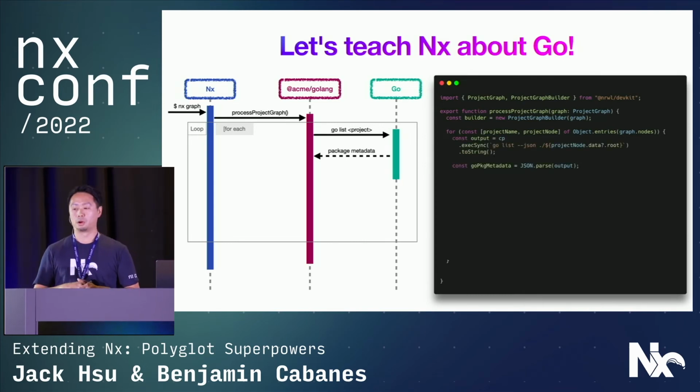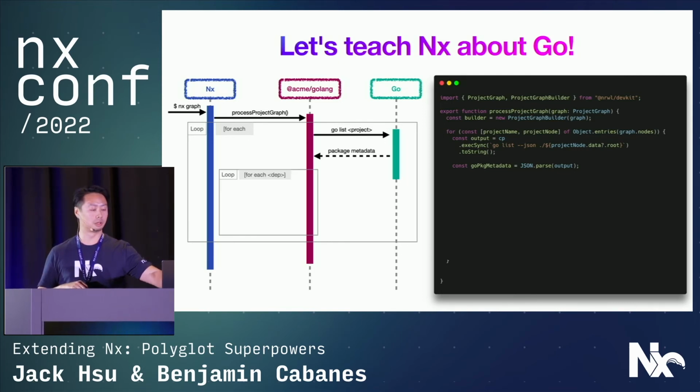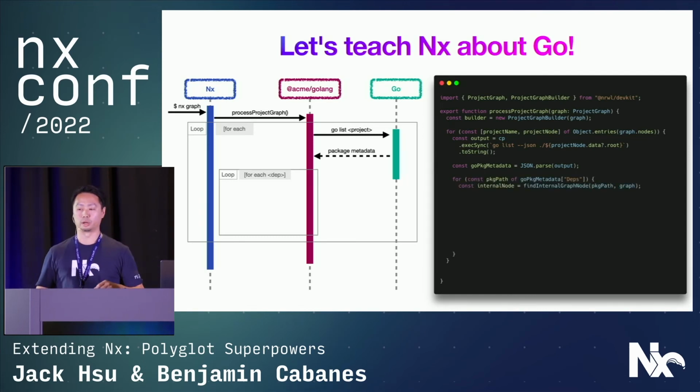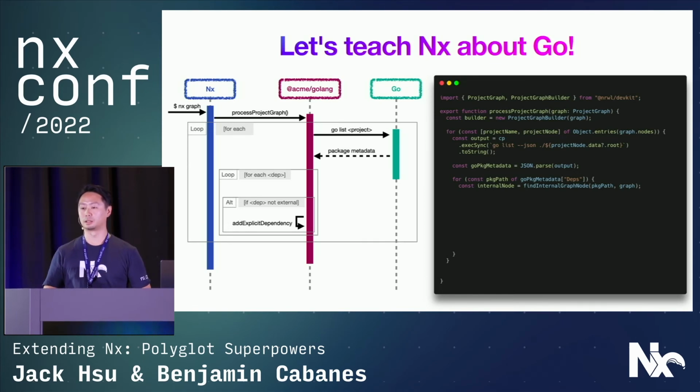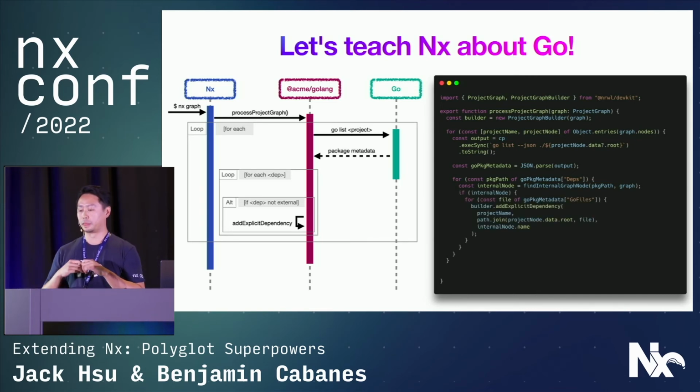So now, once we have that, the part we care about is the list of dependencies that are detected by Go. So for each of the dependencies, we're going to loop through, and then we're going to check whether this dependency is internal or not. And what I mean by that is you can import either something that's within the workspace, or internal, or you might be importing something external. So if it is internal, then we're going to call this method called add explicit dependency on the builder. So you'll notice here, I'm passing in the file that's being detected. And this will be more apparent why it's important in the next slide.